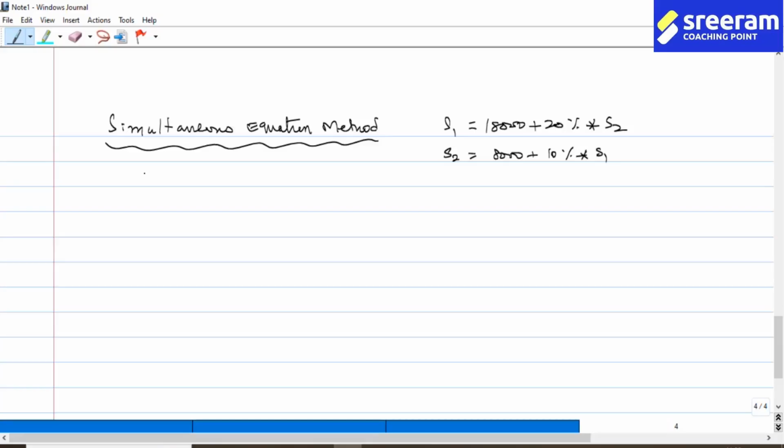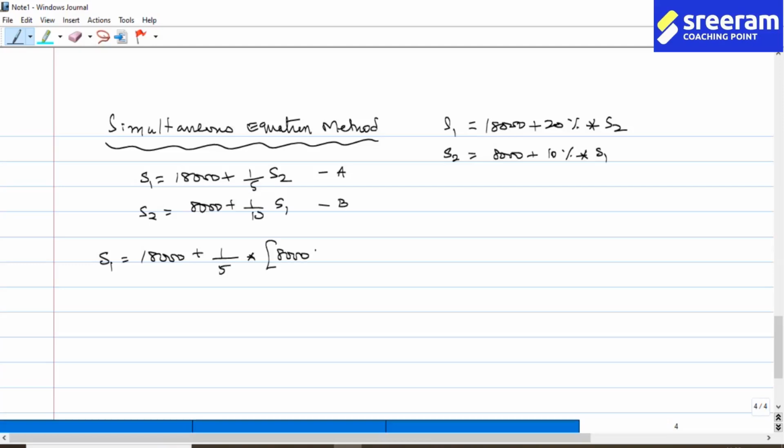This can be rewritten as S1 is equal to 18,000 plus 1 by 5 S2. S2 is equal to 8,000 plus 1 by 10 of S1. Now, the first equation, this is A, this is B. So, I would like to put it out this way. S1 is equal to 18,000 plus 1 by 5 of S2. S2 is equal to 8,000 plus 1 by 10 of S1.